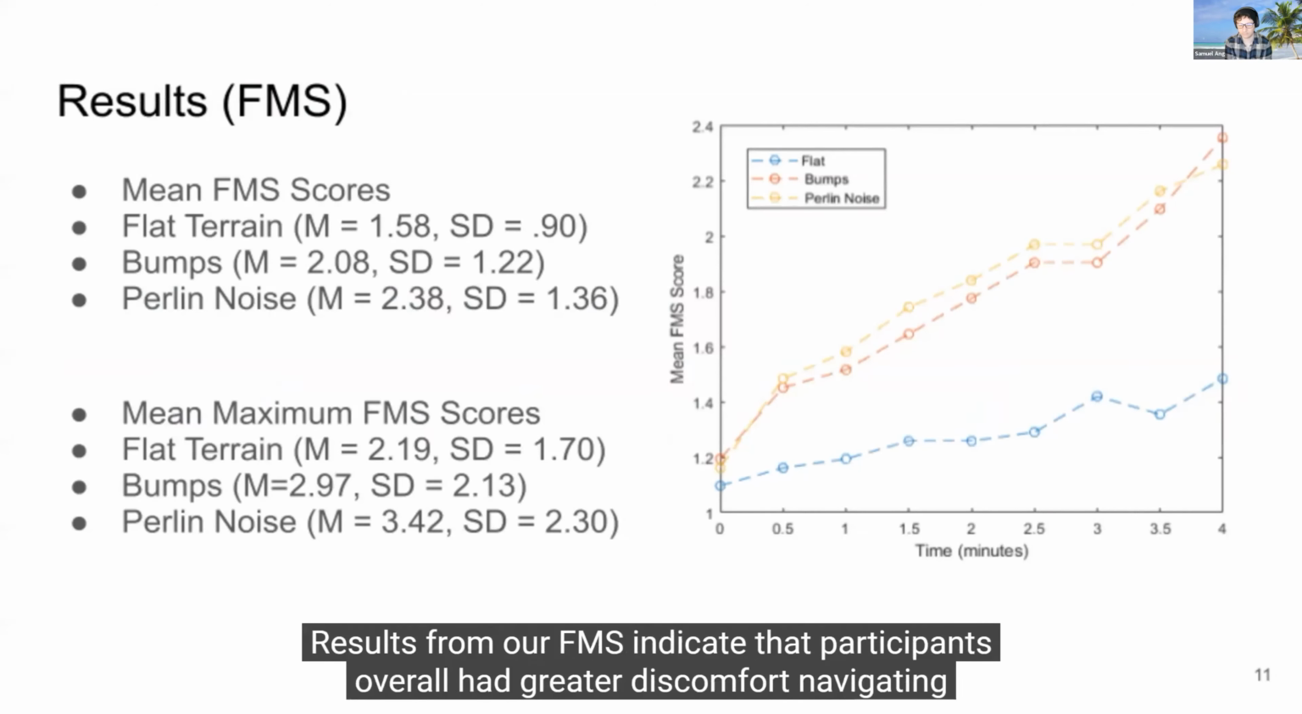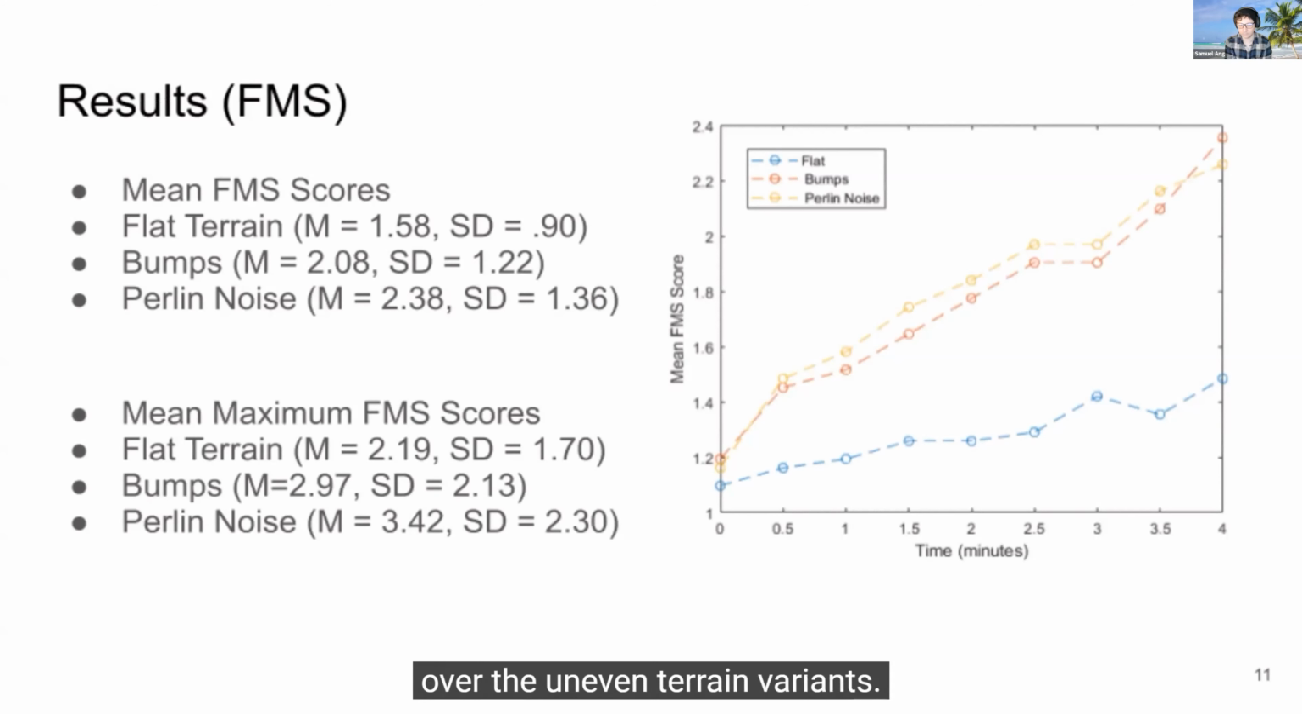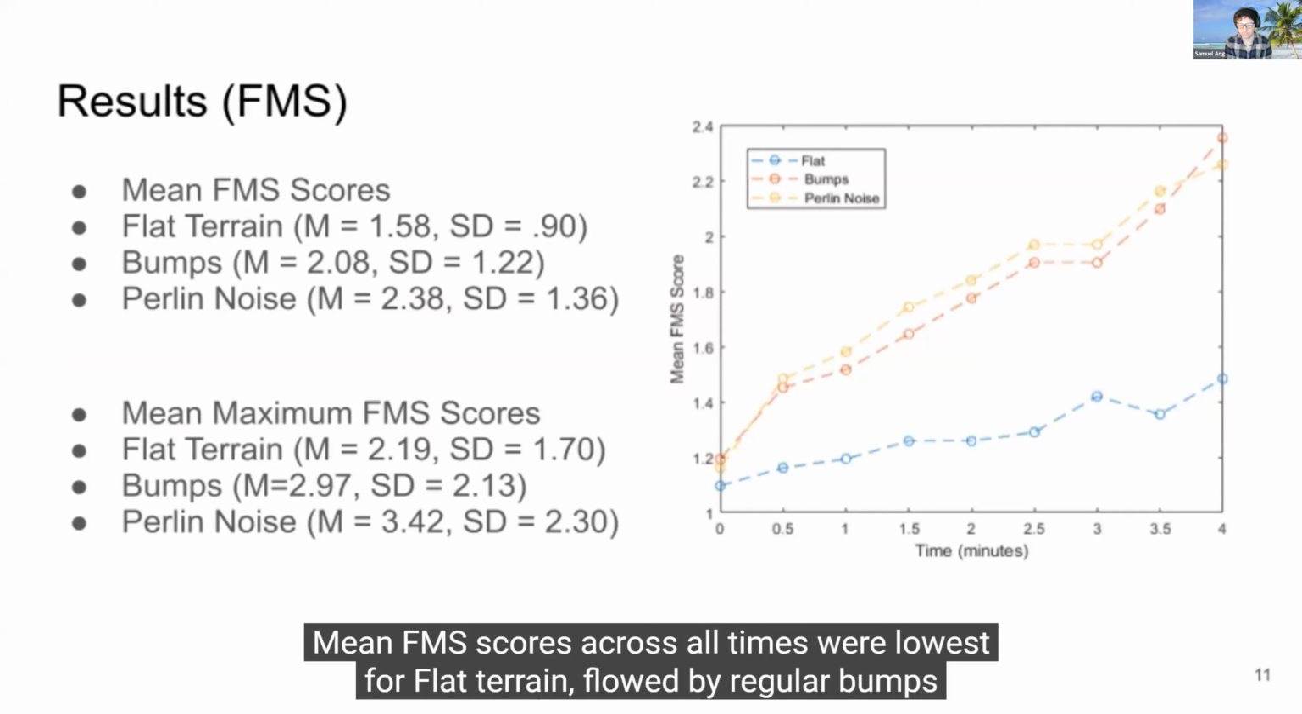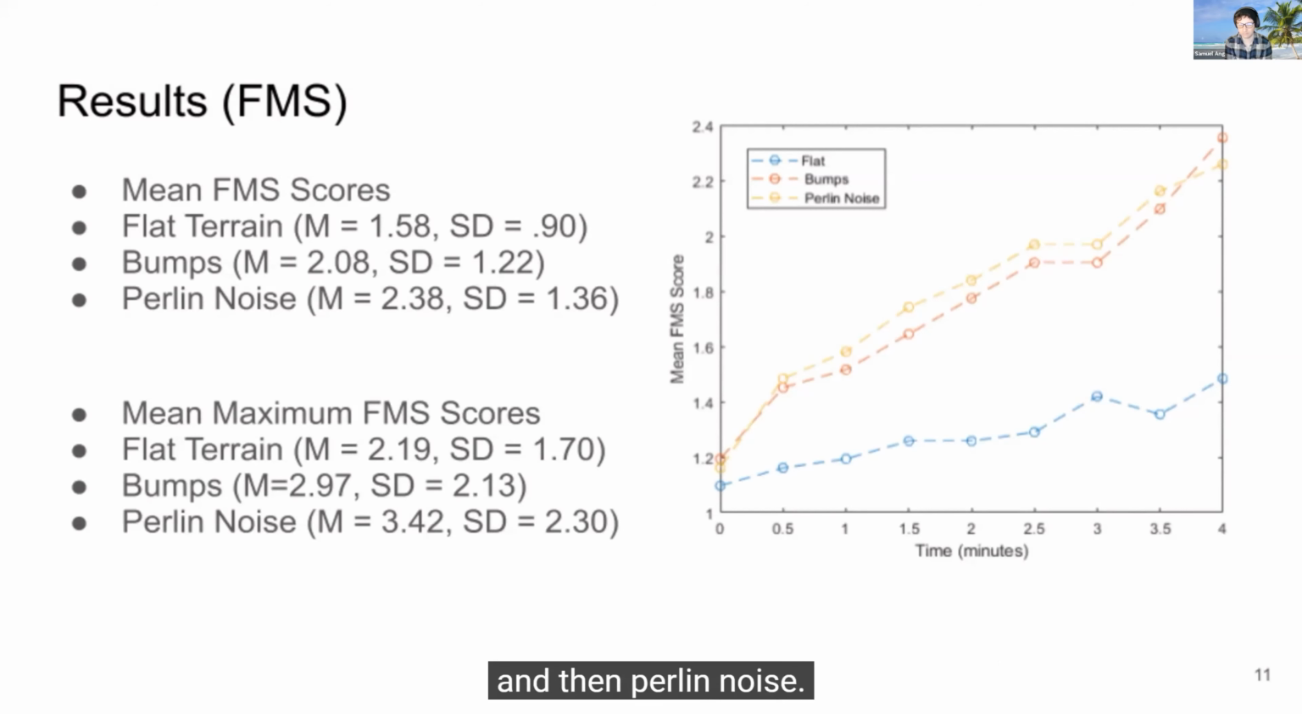Results from the fast motion sickness scale indicate that participants had overall greater levels of discomfort while navigating the uneven terrain variants, the regular bumps and the Perlin noise. Mean FMS scores across all times were lowest for the flat terrain condition, followed by the regular bumps condition, and then followed by the Perlin noise condition.